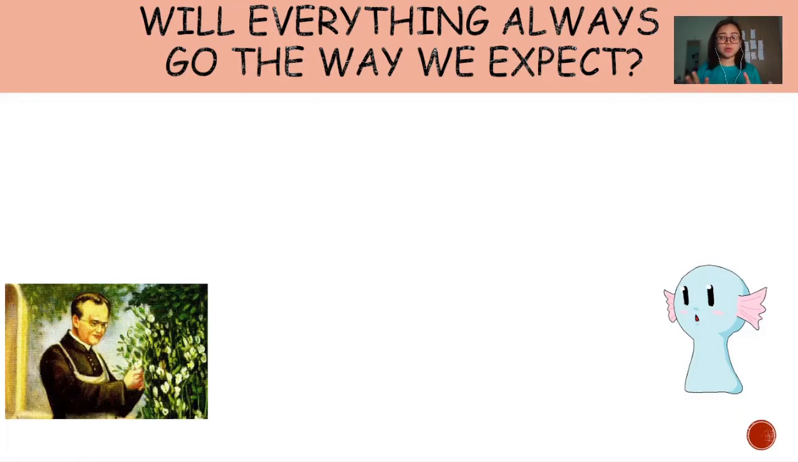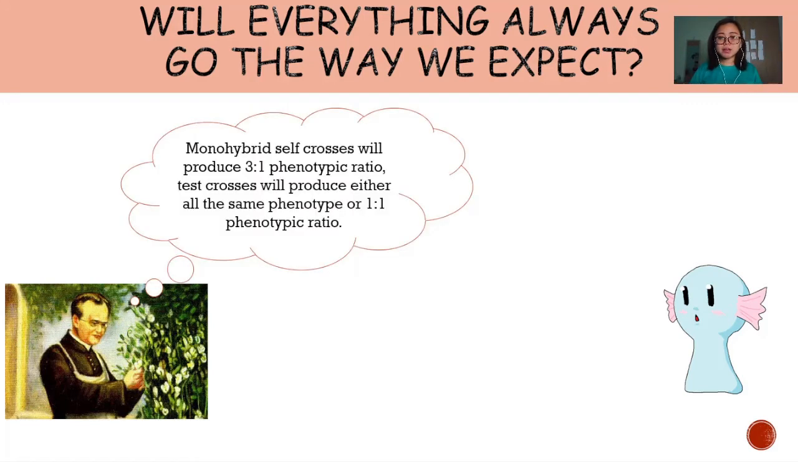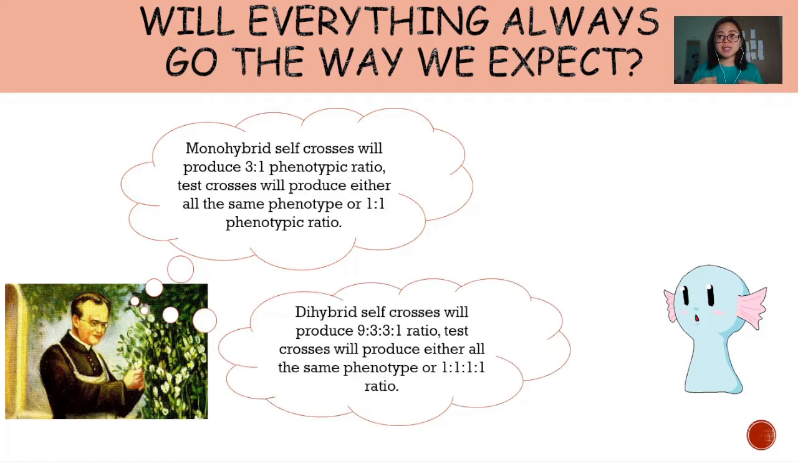In the last subtopic, we learned about Mendelian inheritance, which is the type of inheritance seen in pea plants and also a bunch of other organisms as proposed by Gregor Mendel. But will everything always go the way we expect? Mendel expected that if you do a monohybrid self-cross, it will produce a 3:1 phenotypic ratio. If you do a test cross, it will produce either all the same phenotypes or a 1:1 phenotypic ratio. And when he did dihybrids, he noticed that dihybrid self-crosses between heterozygotes will produce a 9:3:3:1 ratio.